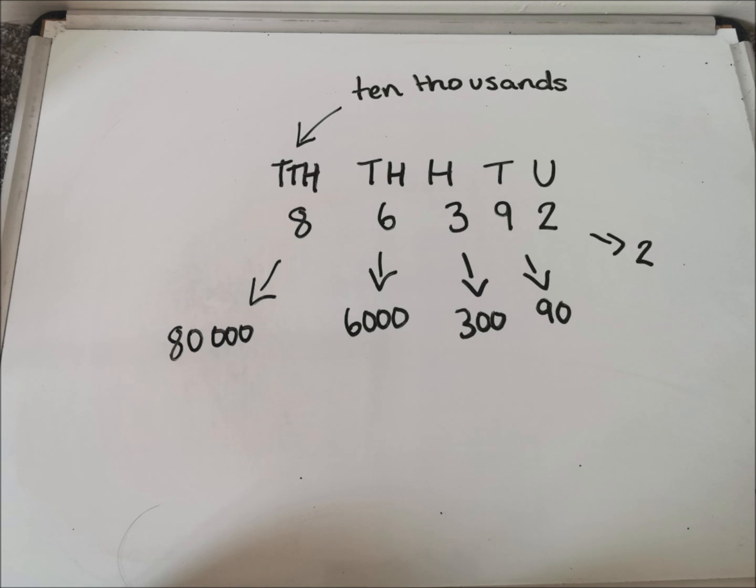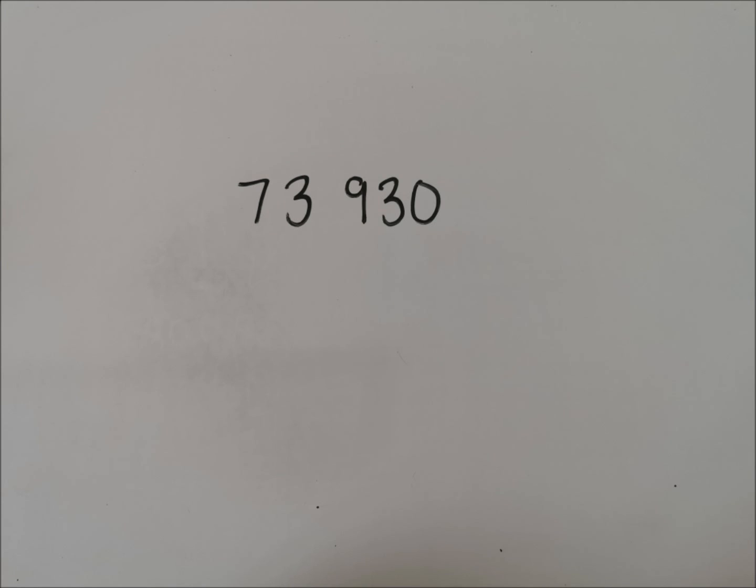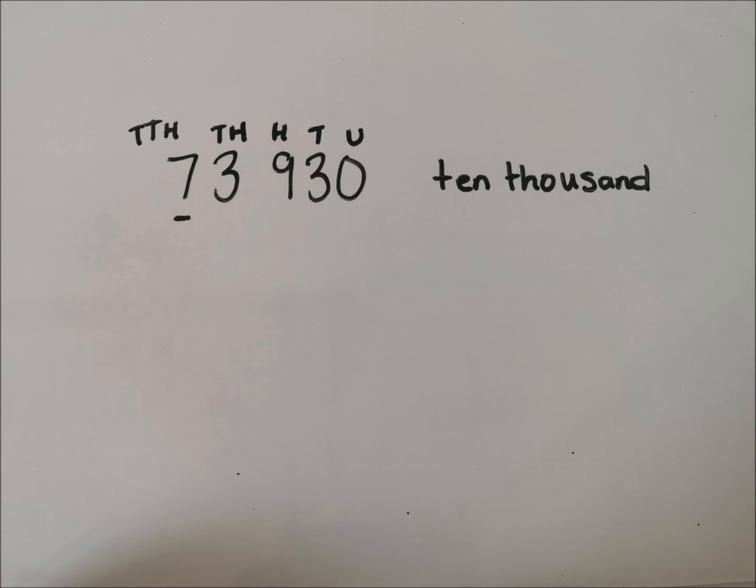Let's have a wee look at an example together. So here is a number. We say this number, we clump the first two numbers together, so we say 73,930. So if I underline the 7 in this number, I could put my little headings up at the top, so I've got 10,000s, thousands, hundreds, tens and units. The 7's underlined, so I have to think what column, what place value does that have? It's in the 10,000s column.